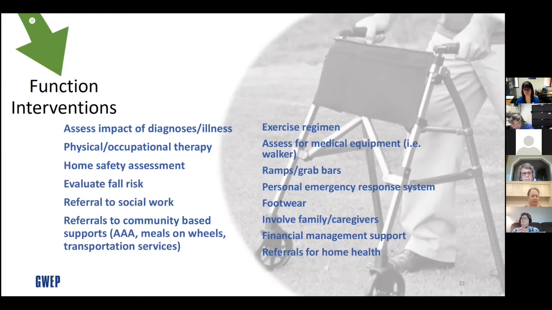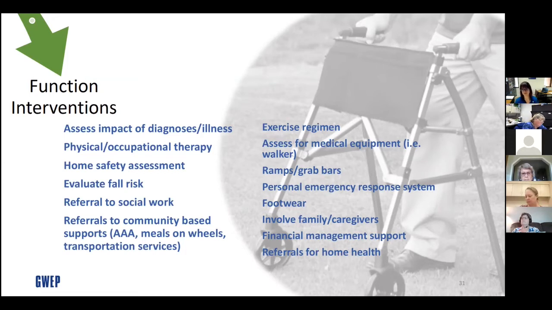ways of moving if somebody does have heart failure or COPD, looking at the home for a safety assessment, referring to social work to start thinking about what those next steps are? Who else might need to be a part of this picture? What other durable medical equipment, DME, needs might the person have? Do they need a walker? Do they need a tub bench or shower chair to help with that?